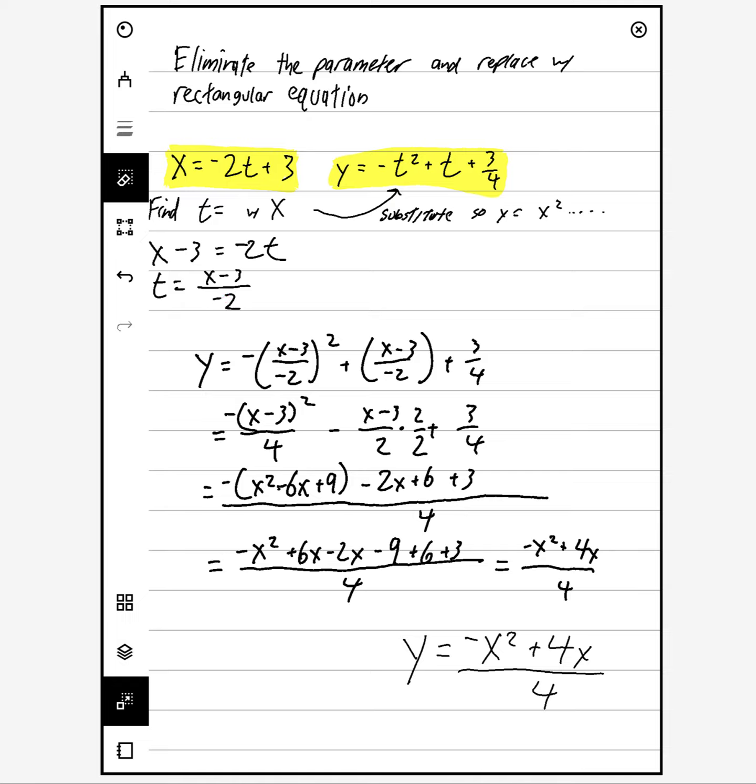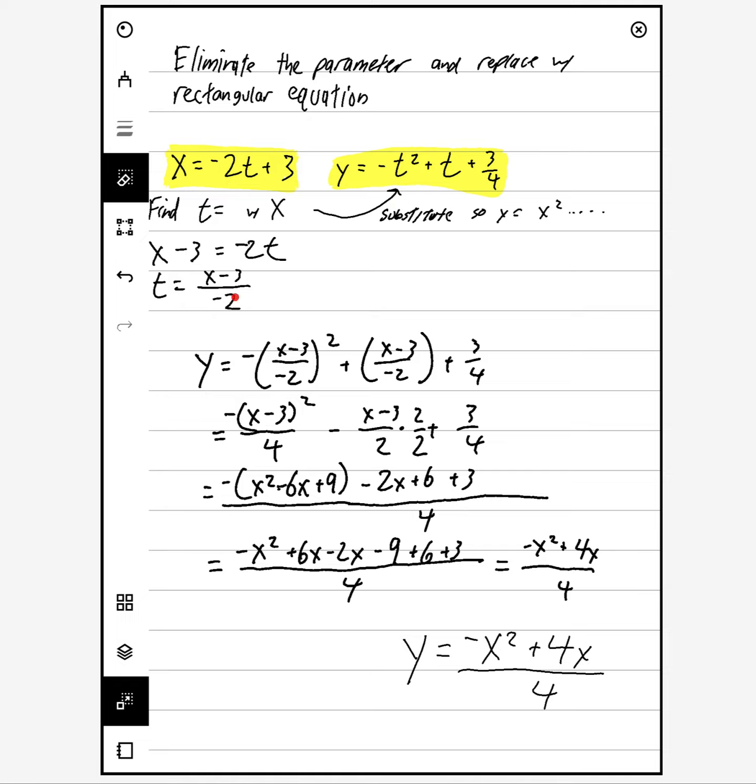So let's do that. Let's solve this and get to t is equal to. So the first thing I'm going to do is subtract 3 from this side and subtract 3 from this side. And I get x minus 3 is equal to negative 2t. And then after that, I'm going to divide both sides by negative 2. And I get t is equal to x minus 3 over negative 2. That's the first step. Write t in terms of x.